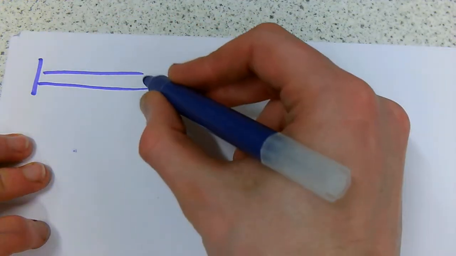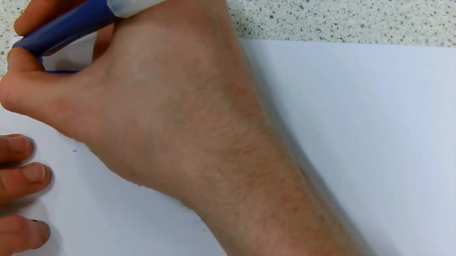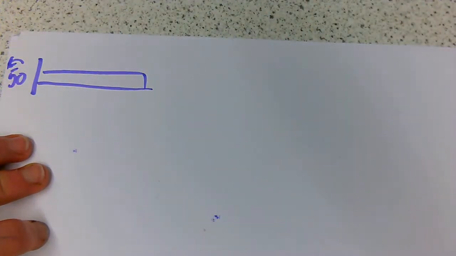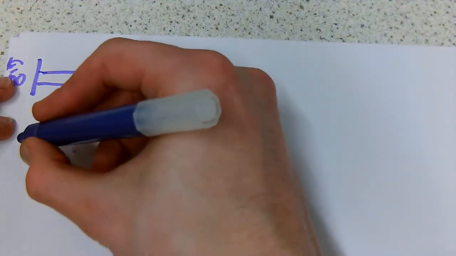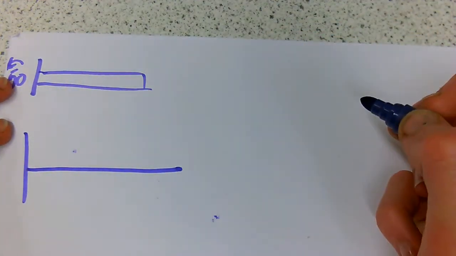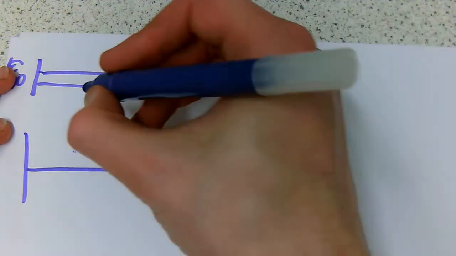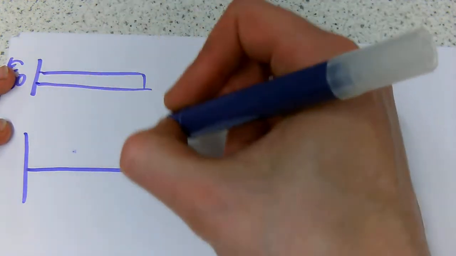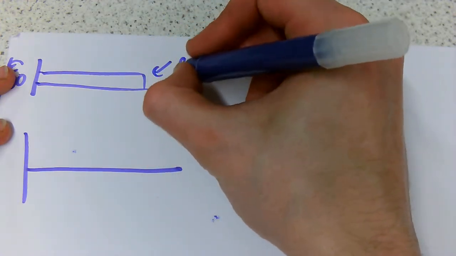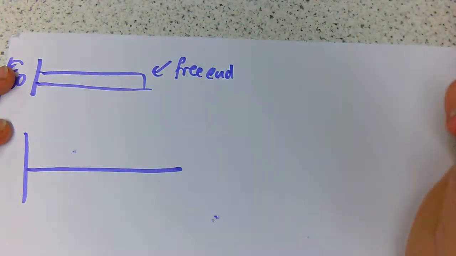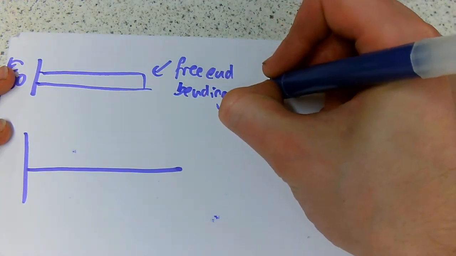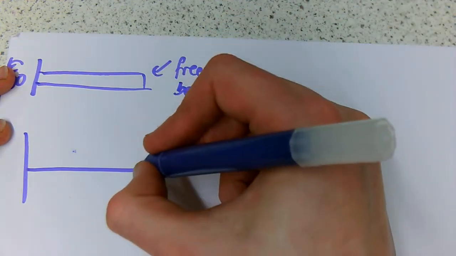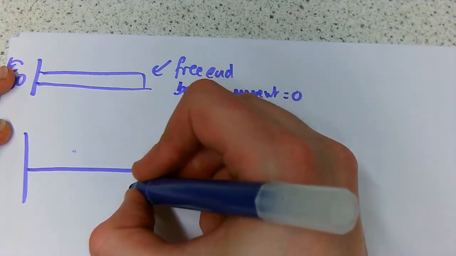So here is a simplified diagram. We know we've got 50 kilonewton meters counterclockwise acting at our pivot, and we want to plot a bending moment diagram for this. Now the easy cheat is, we know at this free end the bending moment will be 0. So this means at 4 meters it'll be 0.